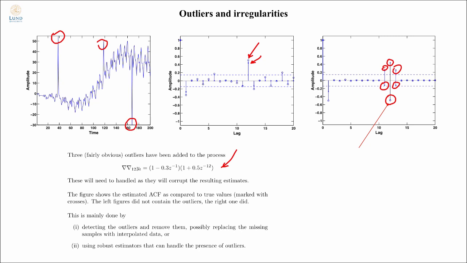It's therefore very important that I start by detecting outliers and then in some sense remove them or deal with them in some other way. And if I cannot do that, I need to have an estimator that is robust and allow for the presence of such outliers. Otherwise, my estimates are not going to be reliable.